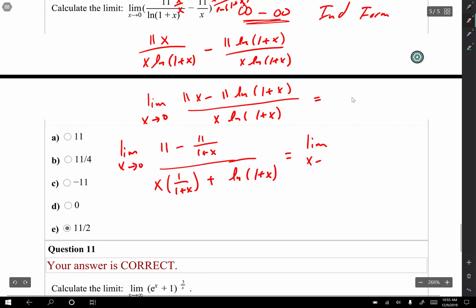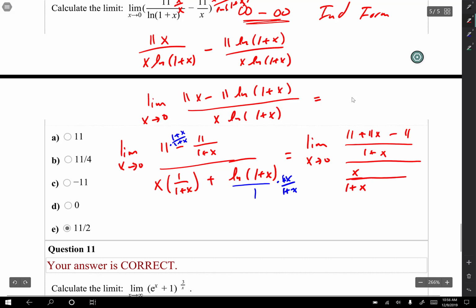So limit as x approaches 0. I'm going to multiply this guy here by 1 plus x over 1 plus x, and I'm going to multiply this one here by 1 plus x over 1 plus x. So now I'm going to have this: 11 plus 11x when I distribute, minus 11, over 1 plus x, over 1 plus x, and I guess plus 1 plus x, ln of 1 plus x. And I think I did that right.